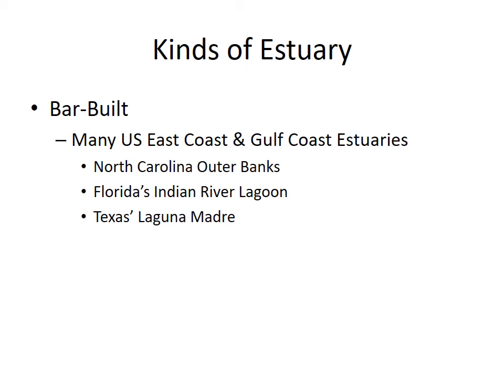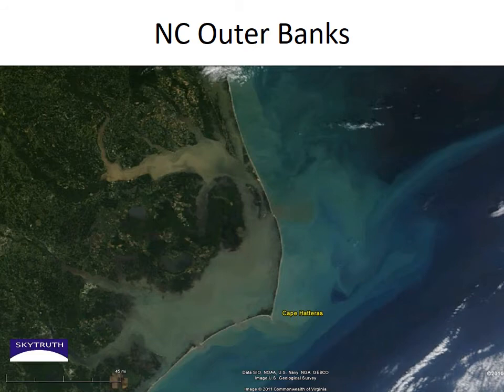So some examples that we have in the United States are the Outer Banks of North Carolina, the Indian River Lagoon along the east coast of Florida, and the Laguna Madre in Texas and Mexico. So I'll mention each of these estuaries at some point in the lecture, I believe. All right, so this is the Outer Banks of North Carolina. Banks is sort of another word for the sandbars or sandbanks that make this string of islands that are quite far off of the main inner coast of North Carolina.